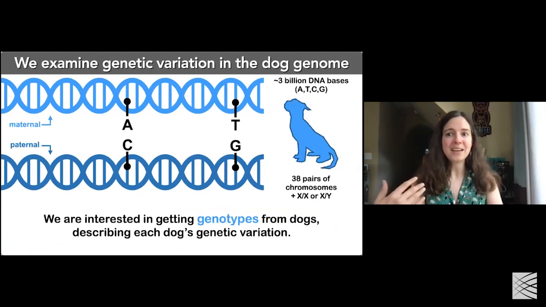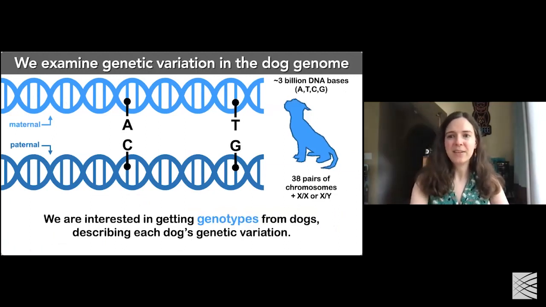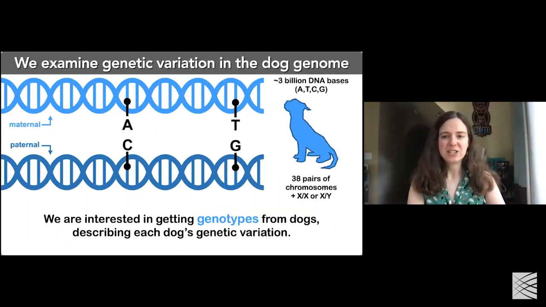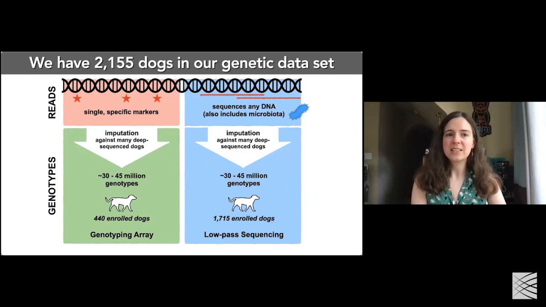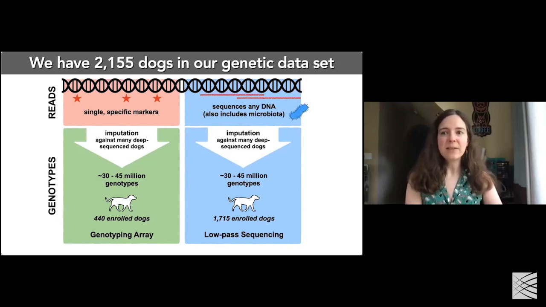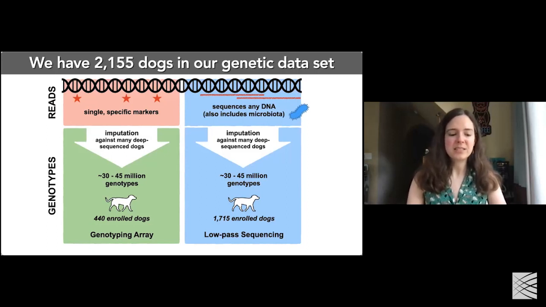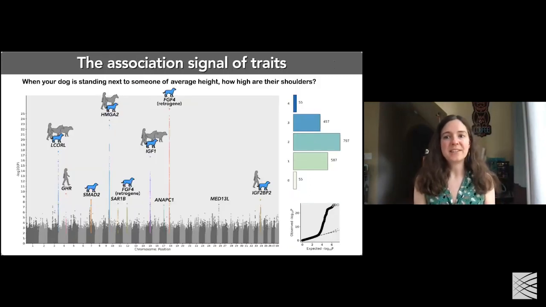Nevertheless, we not only collected survey data, but we collected genetic data as well. For every dog's genome, we wanted to get their genotypes so that we could perform genome-wide association studies. In our genetic data set that we use for GWAS, we have 2,155 dogs. A smaller subset of those were genotyped on a high-density chip. Most of our newer sequenced dogs underwent low-coverage sequencing, and both data sets underwent imputation against a larger set of high-coverage genomes. And we performed genome-wide association studies in this diverse pet dog population.